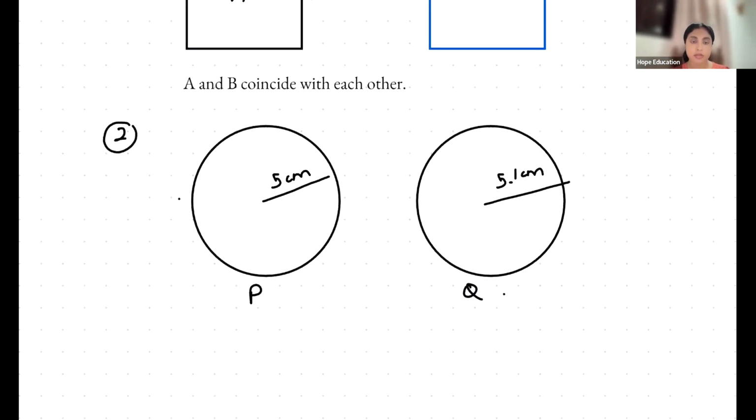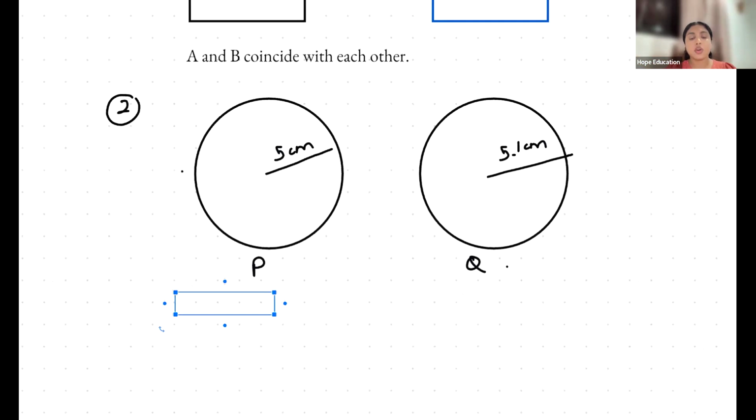Okay. In the chat box also I'm getting, they won't coincide. Yes. Why? Because the radii are different. The radius of P is 5 centimeters. The radius of Q is 5.1. So there's a very slight difference, but still they won't coincide. So P and Q do not coincide with each other.